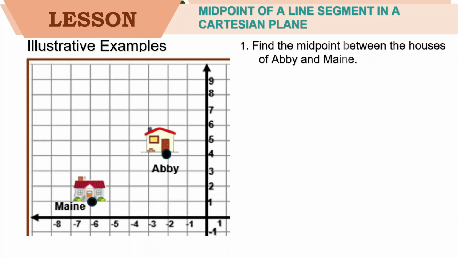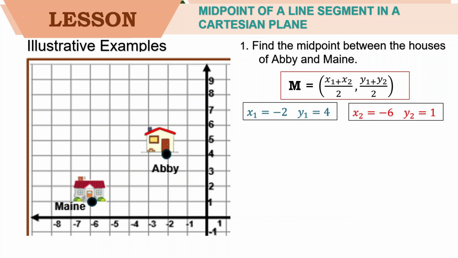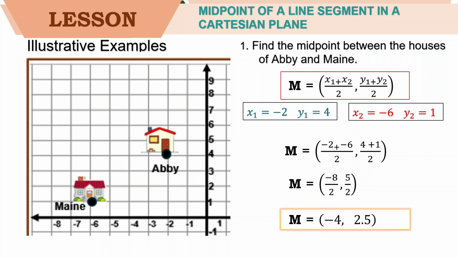Let's have another example. Find the midpoint between the houses of Abby and Main. First, we have to identify the coordinates of each point. Abby's house is at negative 2, 4, and Main's house is at negative 6, 1. Substituting those coordinates to our midpoint formula, we will have negative 8 over 2, 5 over 2. Negative 8 divided by 2 is negative 4, whereas 5 divided by 2 is 2.5. Therefore, the midpoint is at negative 4, 2.5.